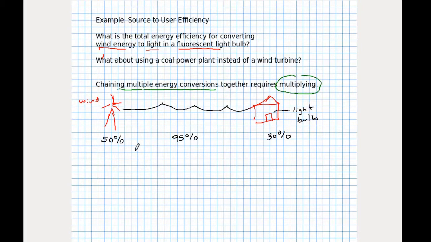So let's say I started with 1,000 joules of wind energy, and I lose 50% of it when I convert that wind energy into electricity with the generator. That means I now only have 500. And then I have that 500 joules of energy, which is now being sent down this power line.